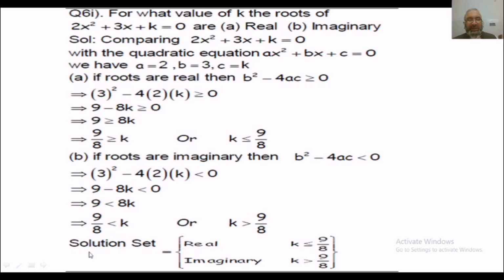So the solution set consists of two conditions. The roots of this equation will be real if k is less than or equal to 9 by 8, and imaginary if k is greater than 9 by 8. This means if we put any value greater than 9 by 8 in place of k in the given equation, then the roots of this quadratic equation will be imaginary.